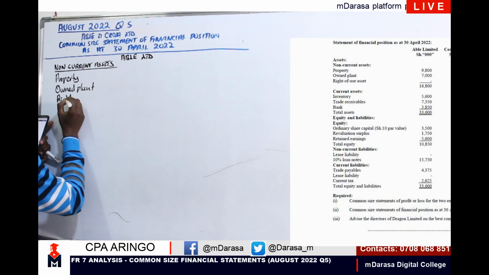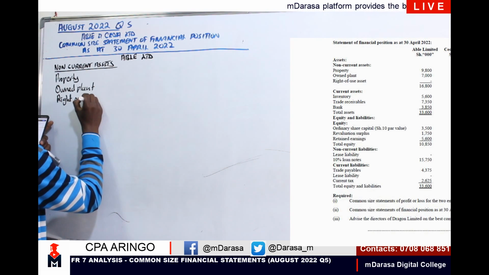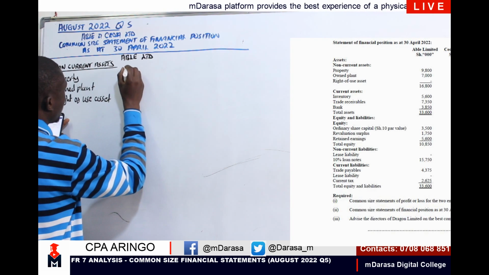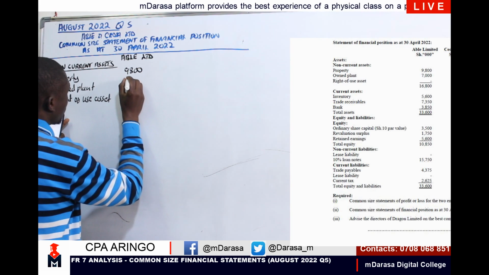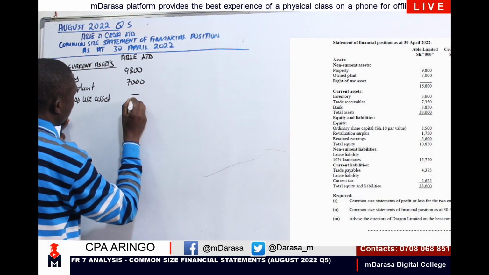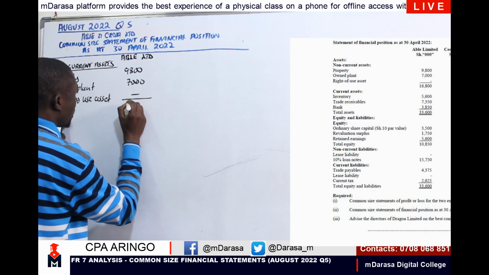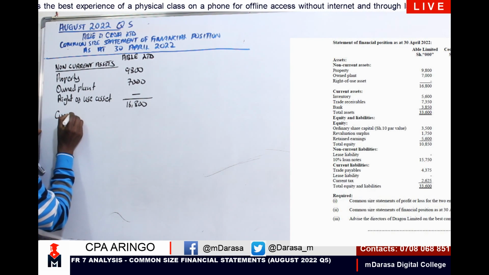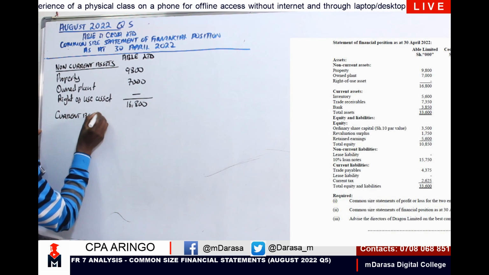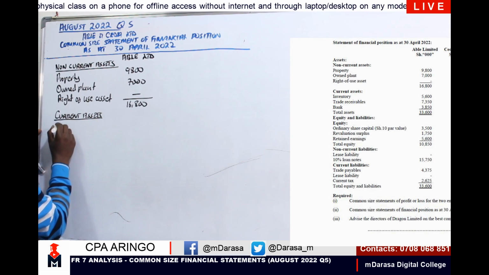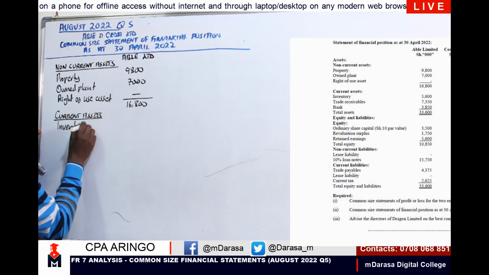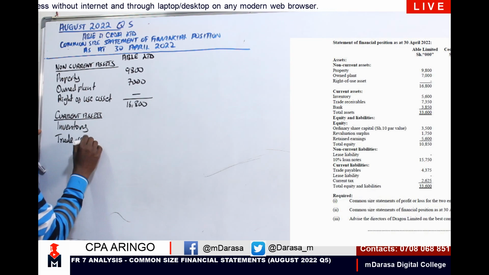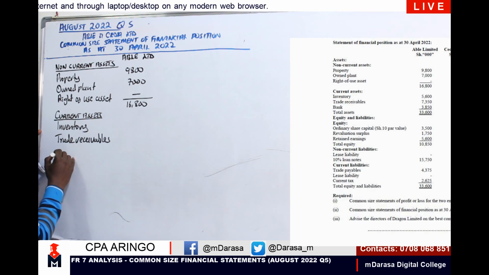Then you're having right of use asset, where we're having 9,800, 7,000. For Able, you didn't have that one. Total, I'm having 16,800. Then talk of our current assets. Current assets, I'm having inventory. We are having trade receivables. We are having, of course, bank.